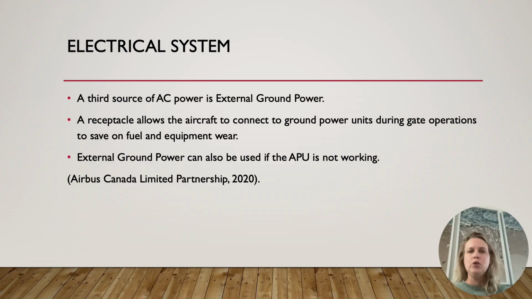It's basically a cord that you plug in on the ground, and if it meets the frequency, phase, and voltage, then it'll tell you in the flight deck that the power is available, and you click a button to switch over the power so that the ground power unit will start. The external power can be used if the APU is not working.